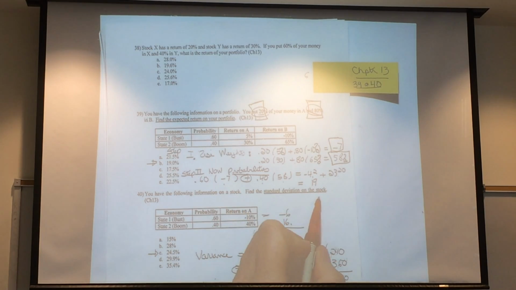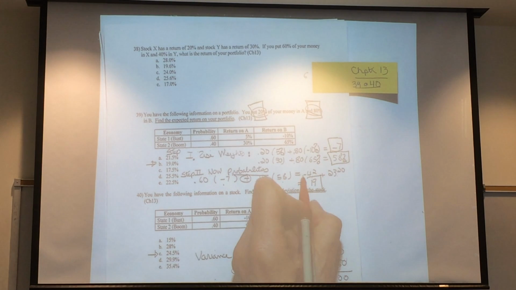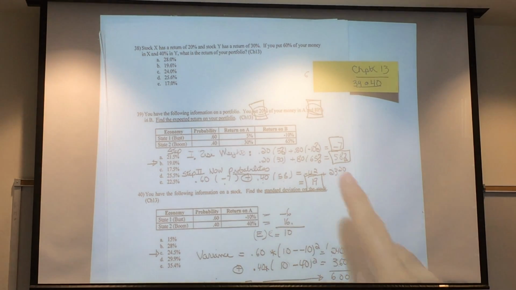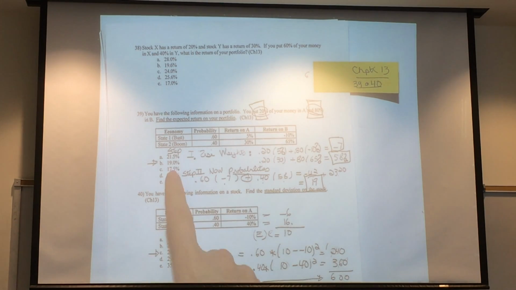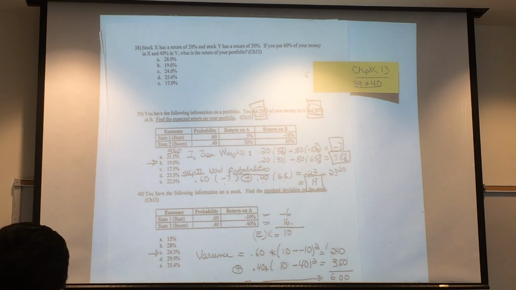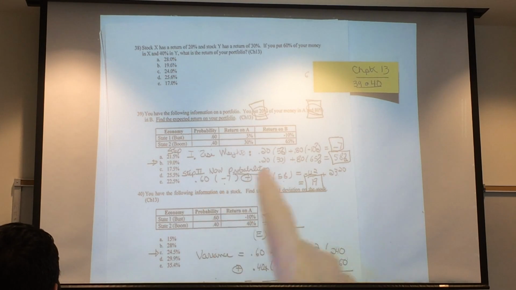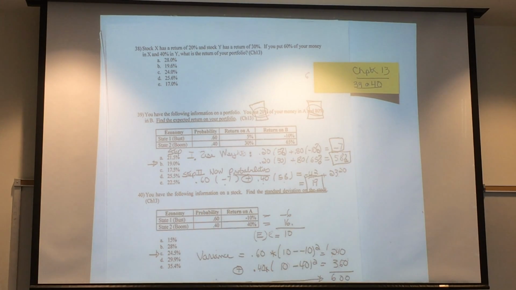You add those two together. Your expected return when you have 20% in A and 80% in B with these economic scenarios is 19.1%. Make sense? So do not do anything with your probabilities. Step one, you just use your weights in the returns. Once you use the weights, then you use the probabilities from what you calculated in step one.